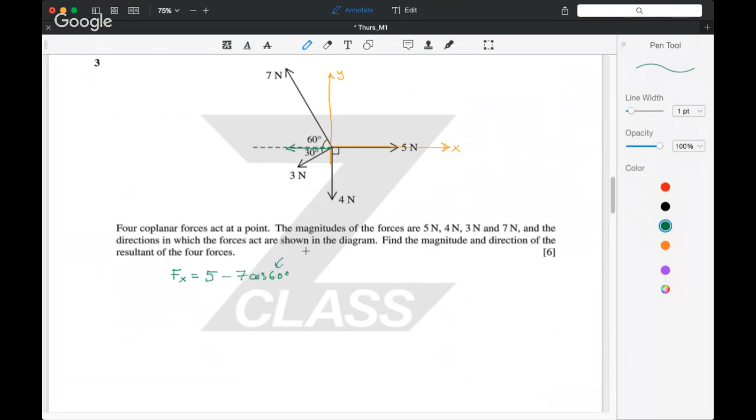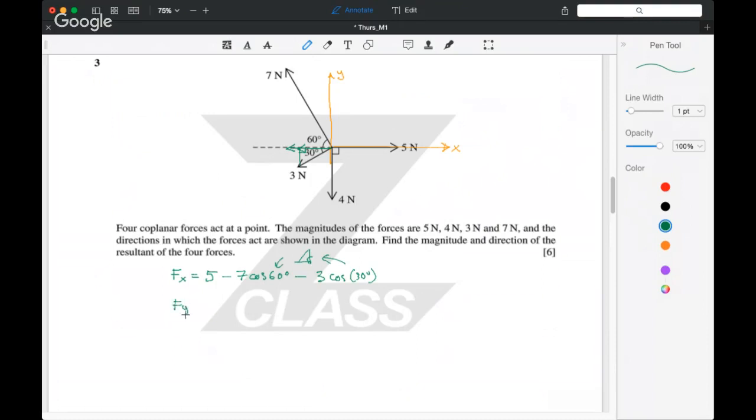And this you will know is one of your standard triangles. And the same with this 3 Newton force. This is a right angled triangle. It has a component in the x direction, so we subtract that, minus 3 cosine of 30 degrees, and that's the same triangle. This force doesn't have any effect in the x direction because it's completely along the y-axis.